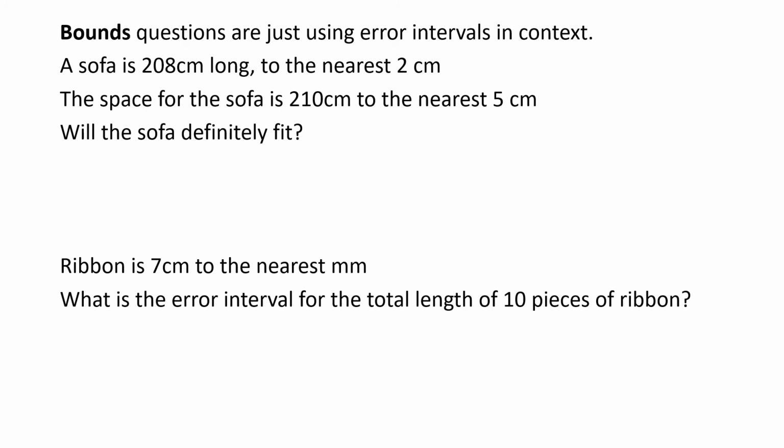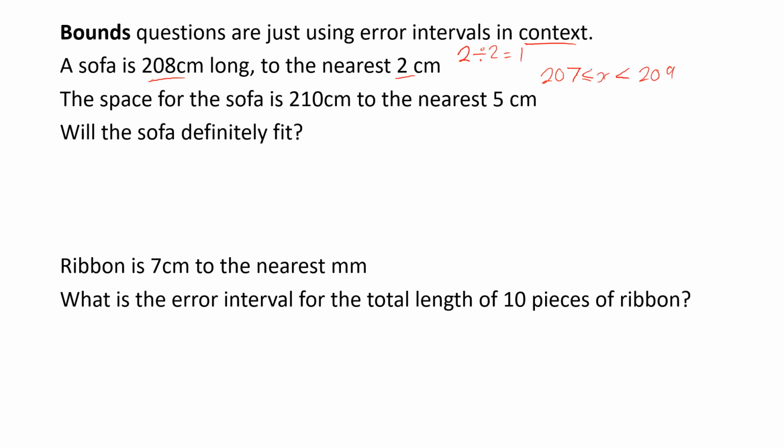So the last thing we're going to do is look at the idea of using these error intervals in context, which just means using the words in the question. We've got a sofa here which is 208 centimeters long to the nearest 2 centimeters. So let's do our error interval. It was rounded to the nearest 2, so we halve that to get 1. Then we add that onto our number to get our upper bound, and we take it away to get our lower bound.